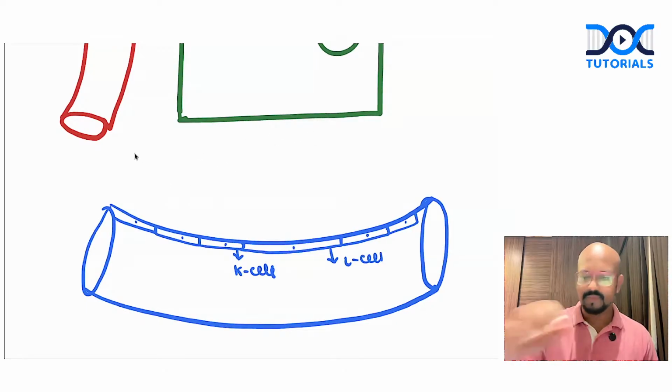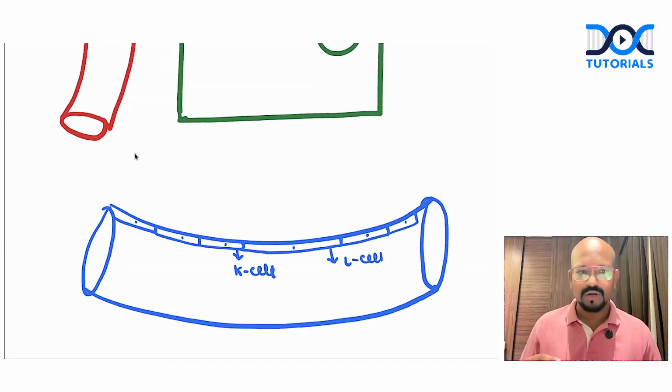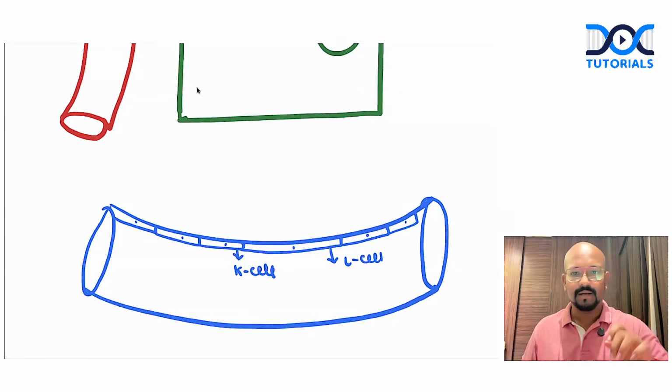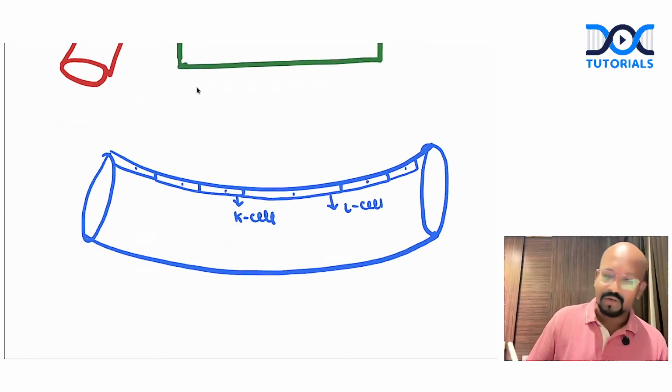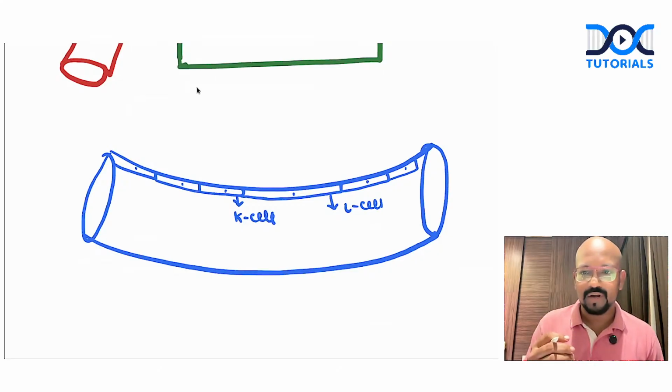Okay, I think everything is good, so we'll proceed further. We have two different cells, L cells and K cells. And where were we? Hi, Hemant, Akshar, good evening.